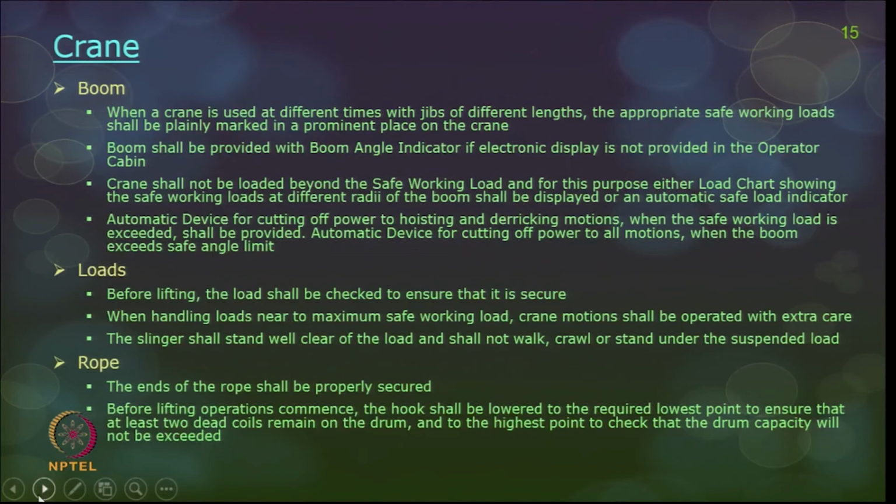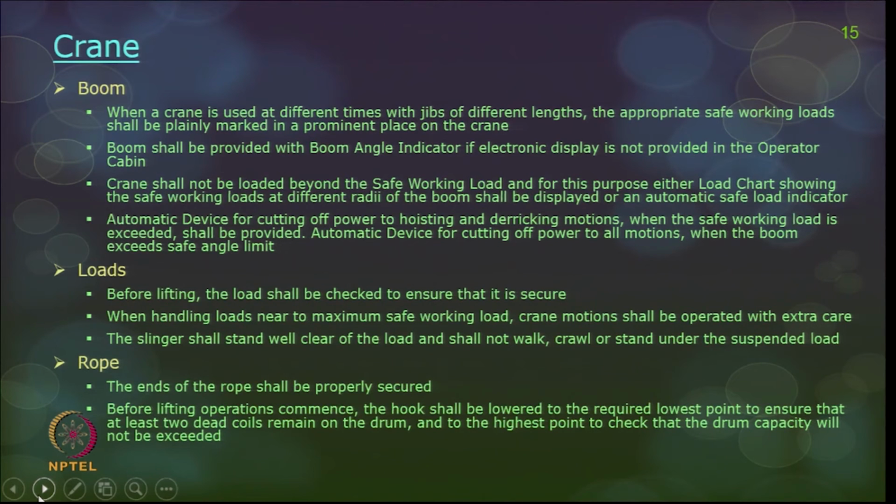If nothing is known, then you should maintain a 20 feet clear distance away from the overhead power lines. Boom. Now, the crane parts, primarily the boom. When a crane is used at different times with jibs of different lengths, then the appropriate safe working load shall be plainly marked in a prominent place on the crane. So, it should be visible to the crane operator, and the boom shall also be provided with a boom angle indicator if an electronic display is not provided in the crane cabin.